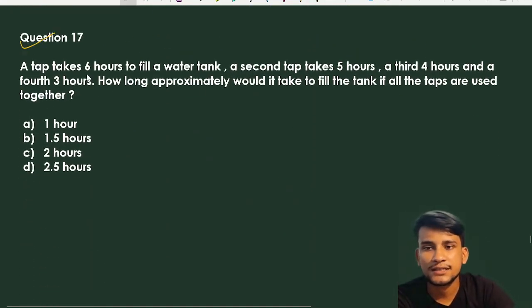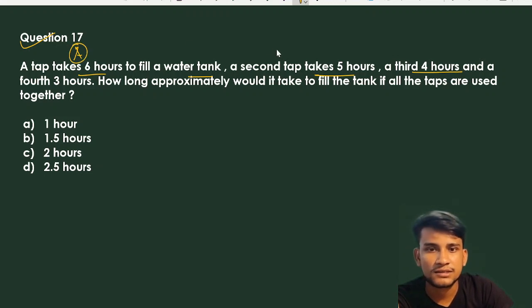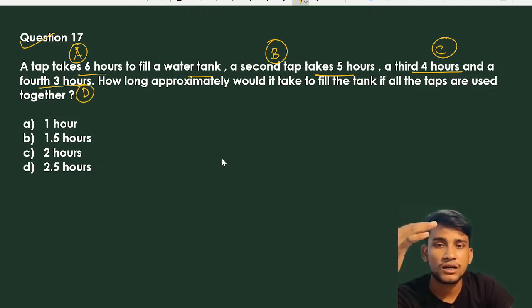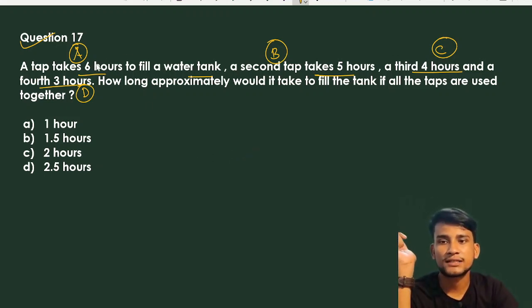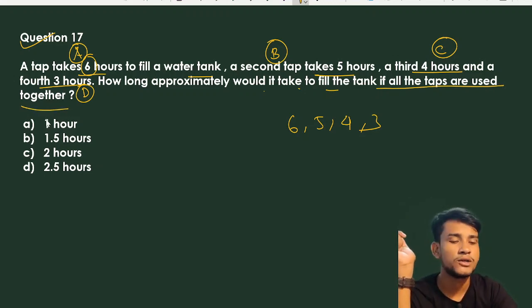A tap takes 6 hours to fill the water tank. A second tap takes 5 hours. A third tap takes 4 hours, and the fourth takes 3 hours. Suppose this is tap A, the second tap is B, the third tap is C, and the fourth is D. How long approximately would it take to fill the tank if all the taps are used together? This is the question. We solve this question with a trick.